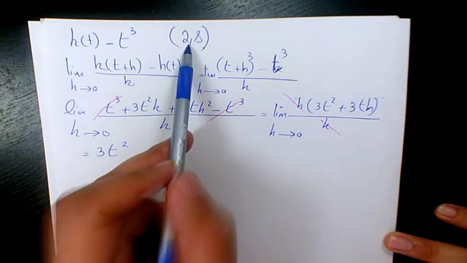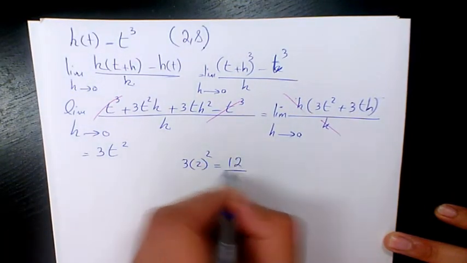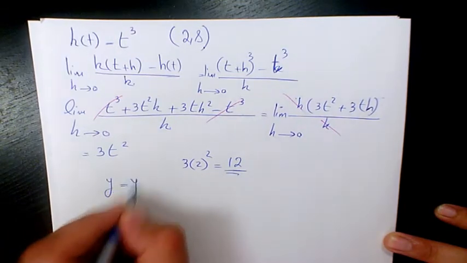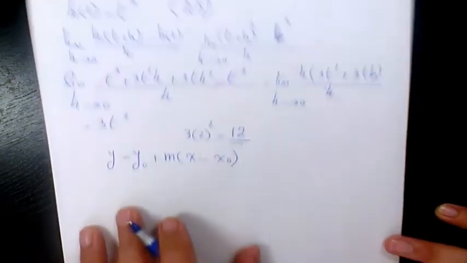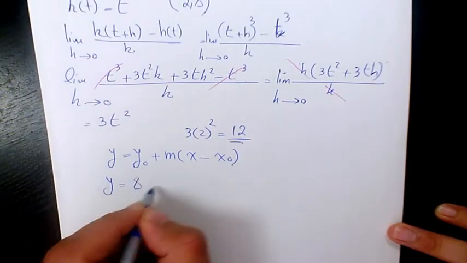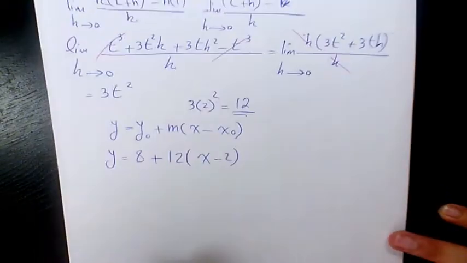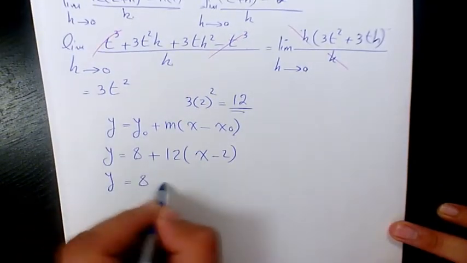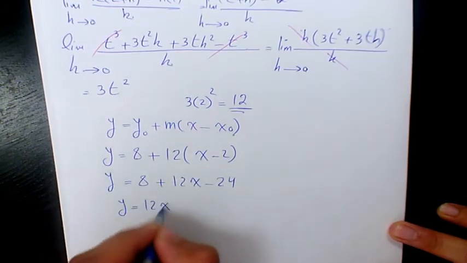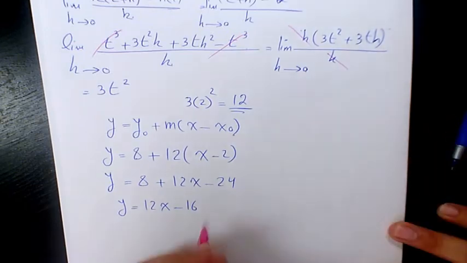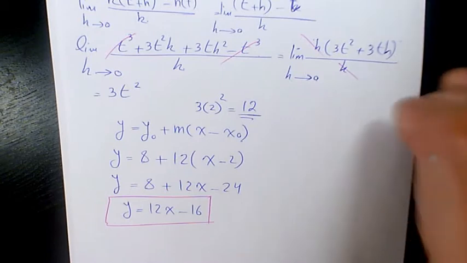When you sub this point there, 3 times 2 to the power of 2 is going to be 12. So we have y equals y naught plus m times x minus x naught, which is going to be y equals 8 plus 12 times x minus 2, which is going to be y equals 8 plus 12x minus 24. So 12x minus 16 is going to be the equation of the tangent line to a curve.